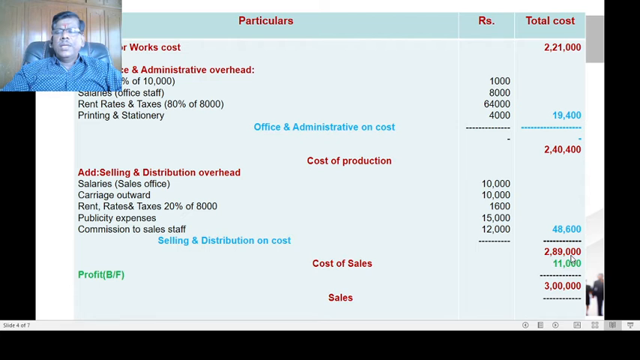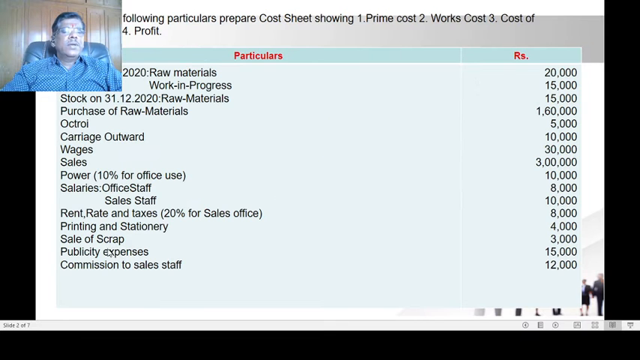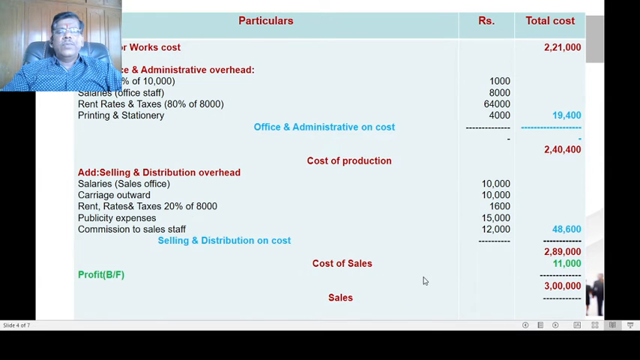that is 2,89,000. Then sales is given, 3 lakhs, and the difference is profit. Sometimes profit may be given in the problem, then in such cases the cost of sales plus profit you will get sales. Then in this problem sales is given and cost of sales is calculated, the difference between these two, sales and cost of sales, is called the profit. The profit is 11,000. Likewise you have to calculate.